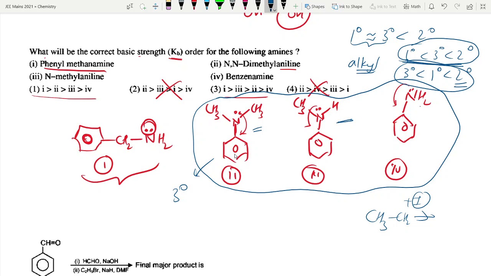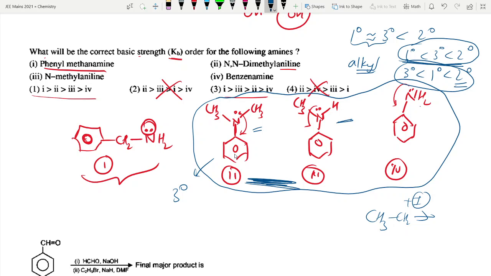So here the fourth is least basic, this is most basic, and among these two, anybody who knows about alkyl amines would like to go with the 2 degree, but here the 3 degree will be more basic than the 2 degree. I wasn't expecting this to happen in any examination, because I myself didn't tell my students about this, because they were already so startled to see so many different kinds of trends happening there.